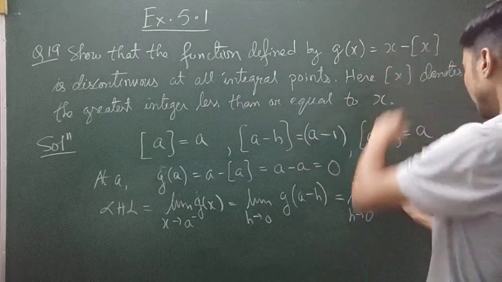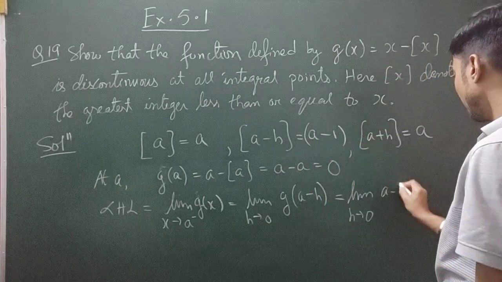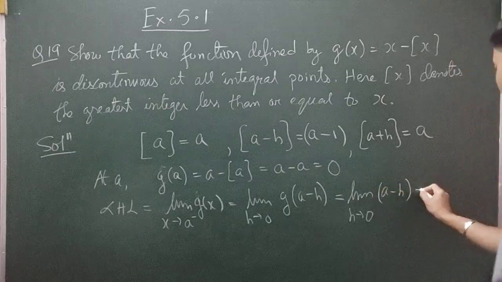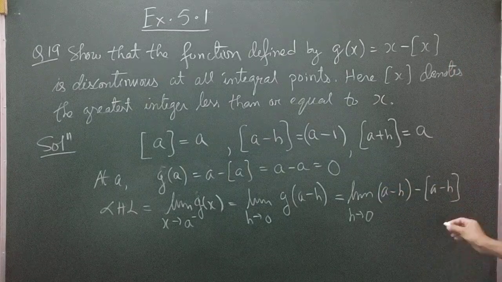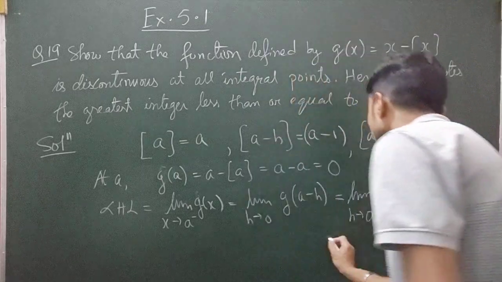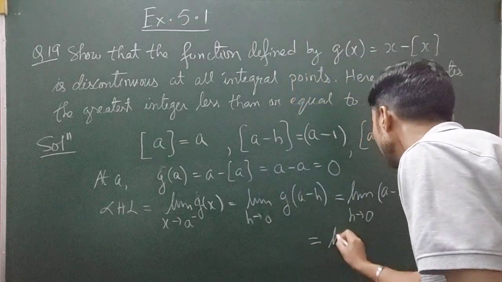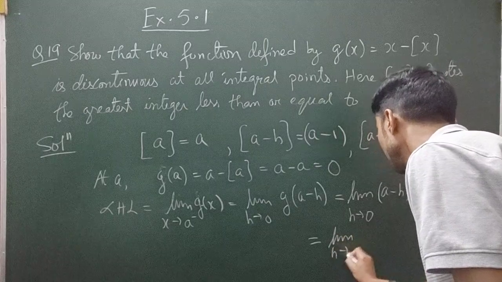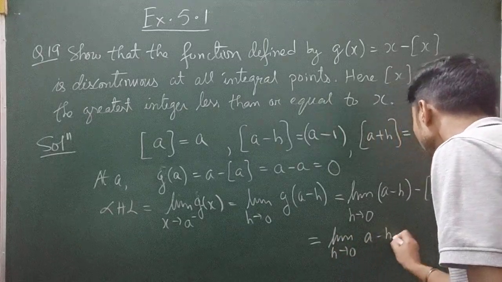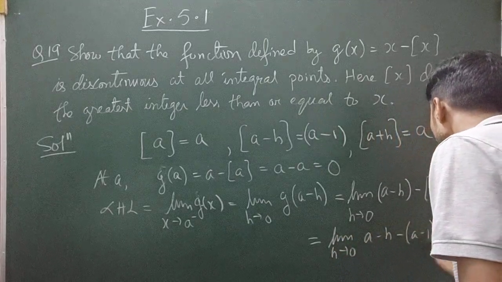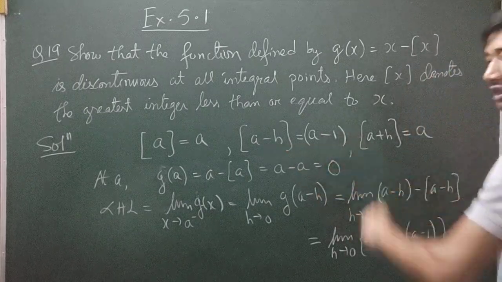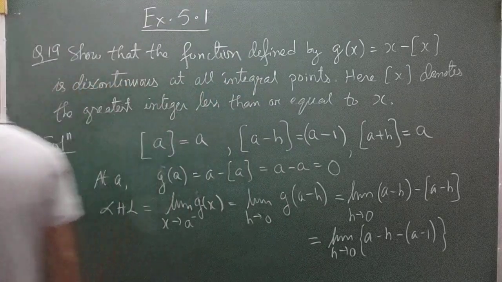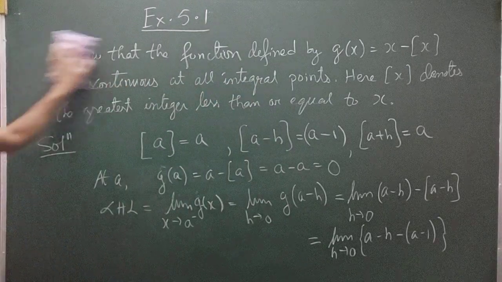Now what is the function? x, that is a minus h, minus modulus, the greatest integer function of a minus h. So that would be the limiting value as h tends to 0, a minus h minus a minus 1. This one I've already given you, isn't it? A minus h would represent a minus 1 for this particular function, the greatest integer function.